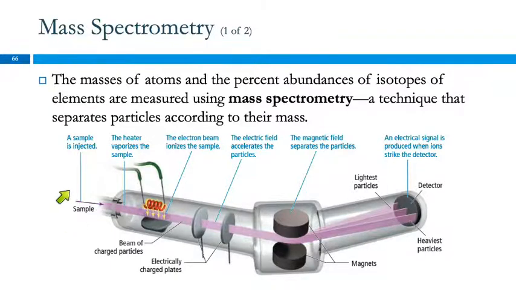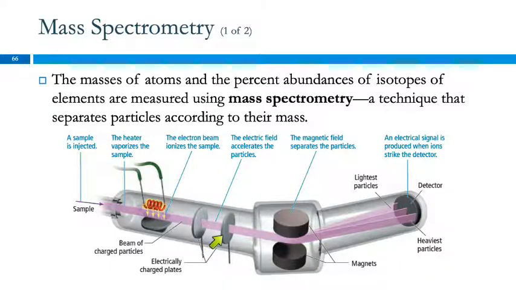So what happens is you inject your sample, it gets vaporized by a heater so that whether it was solid, liquid, gas, it's a gas now. It comes through here, and there's an electron beam that ionizes the sample. So it shoots an extra electron on it so it has a charge now. Then it goes through an electric field. So we have electrically charged plates here with slits in the middle to allow the particles to pass through.